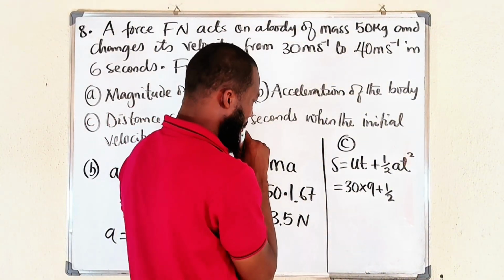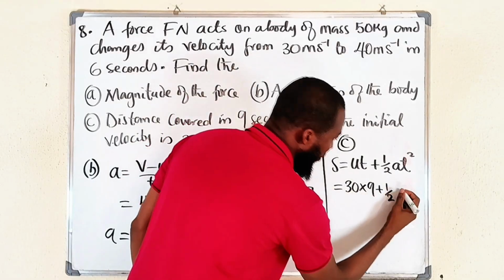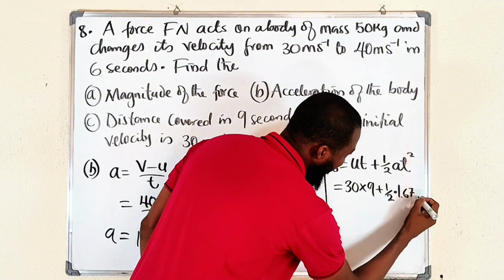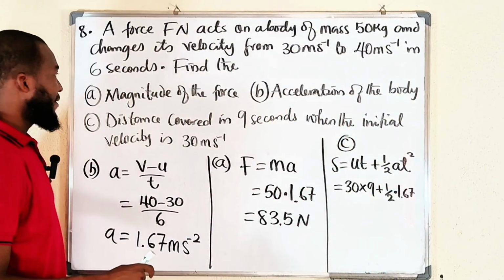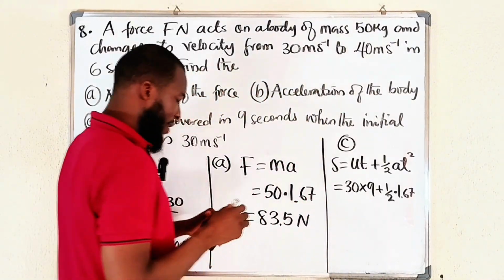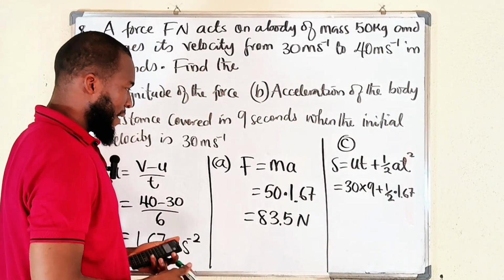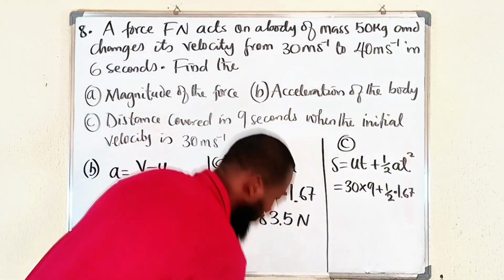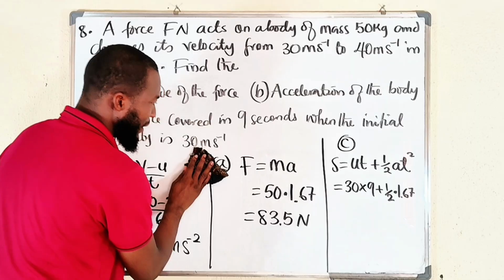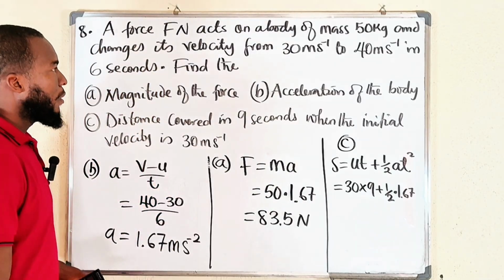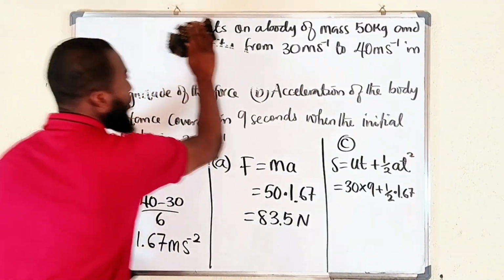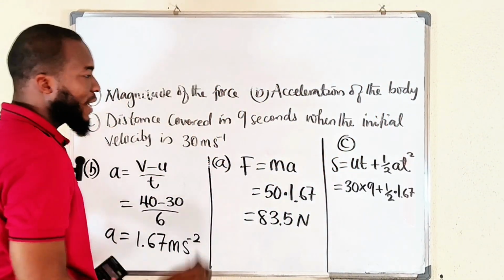1.67. Do I have more space here? So let me see. 1.67. And then T, what is it? 9 squared. Honestly, this is too tight. I know what to do here. Let me shift this one. Let me just clear the question, no problem. I want it to be so clear that everyone can see it.